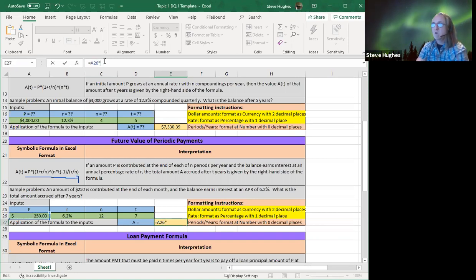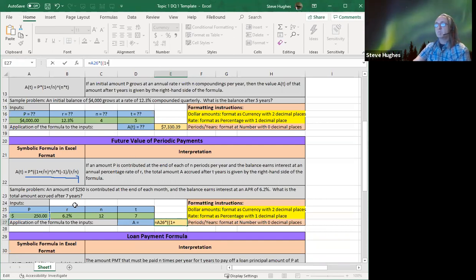What comes next? Open parentheses, open parentheses. You're saying, where's all this coming from? Well, go down and look at the blue arrow, okay? The blue arrow starts with equals, then P, which we clicked in or typed in A26. What comes next? Asterisk. What comes next? Open parentheses, open parentheses. You tell me what comes next. 1. That's right. 1. What comes next? Plus. All right, you got it. 1 plus. What's next? You say, well, R is. Okay, so go look. Where's R?